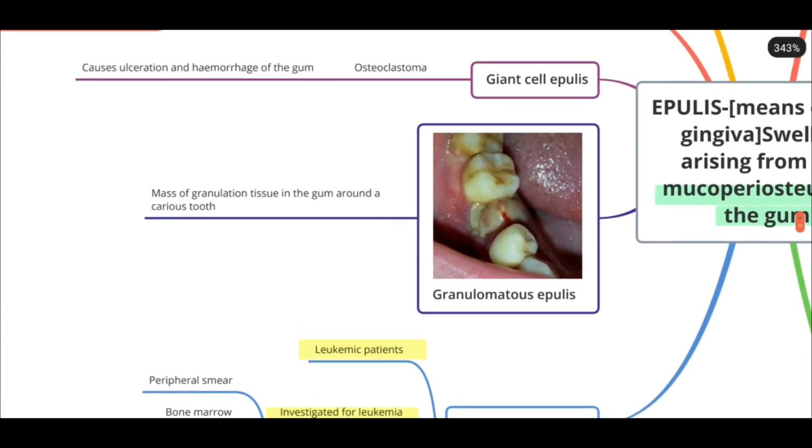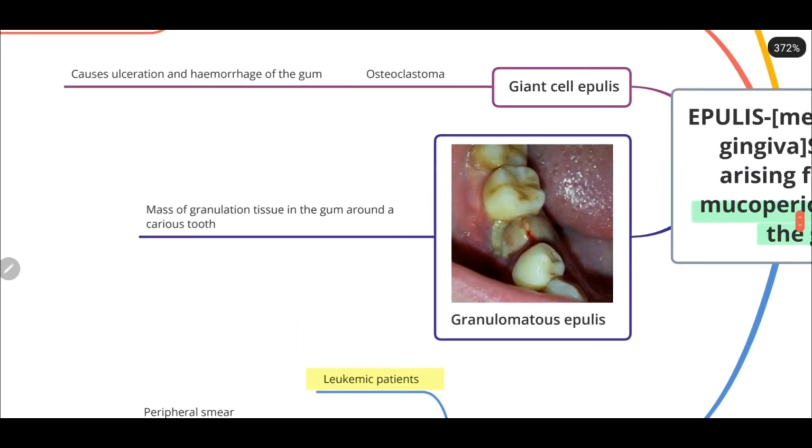Next is granulomatous epulis. So granulomatous epulis is a mass of granulation tissue in the gum around a carious tooth. Like you can see here, there is a carious tooth and there is a mass of granulation tissue around it. So this is what is called granulomatous epulis.